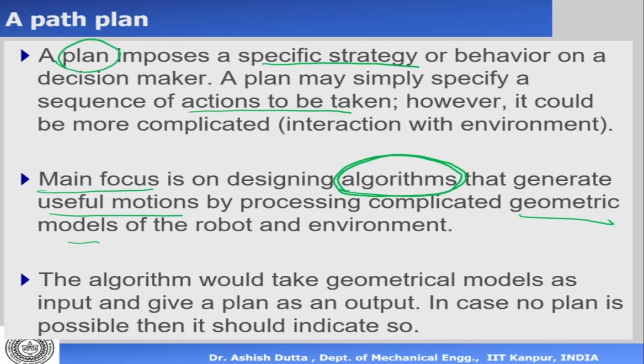So the algorithm would take geometrical models as input and give a plan as output. In case no path is possible, then it should indicate so. Okay, so now you understand what this plan is and what it does. So this is basically path planning.